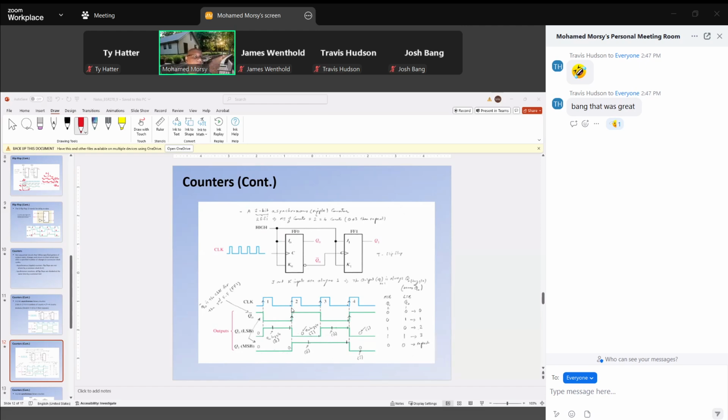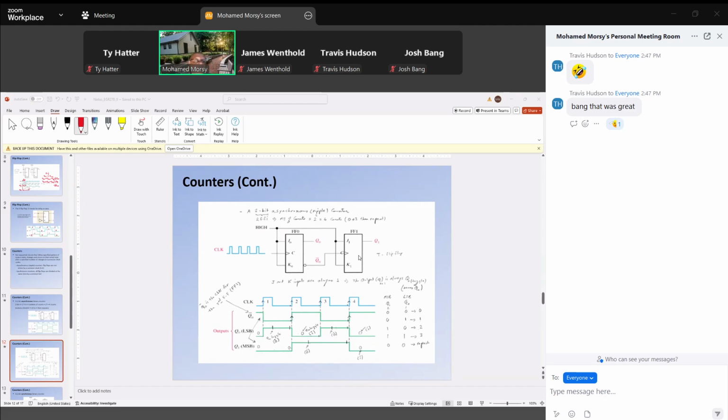At the next edge, the new output will toggle. So we have 1 here, we will get 0 here. Until we reach the next edge, the new output toggles, meaning inverted. So we got Q0. Okay?